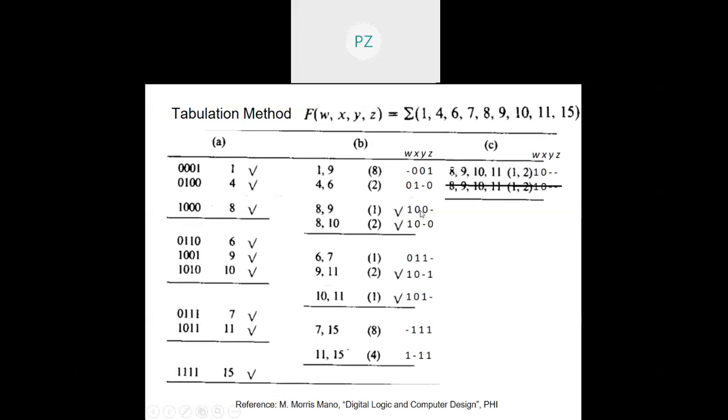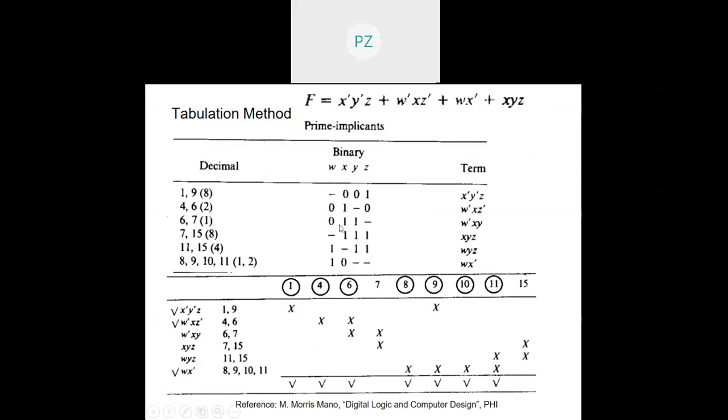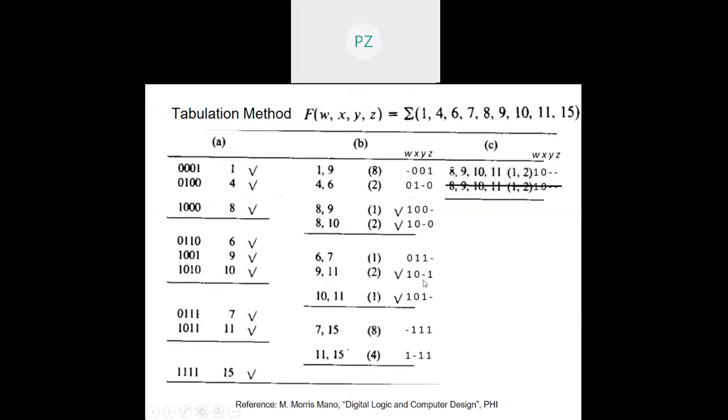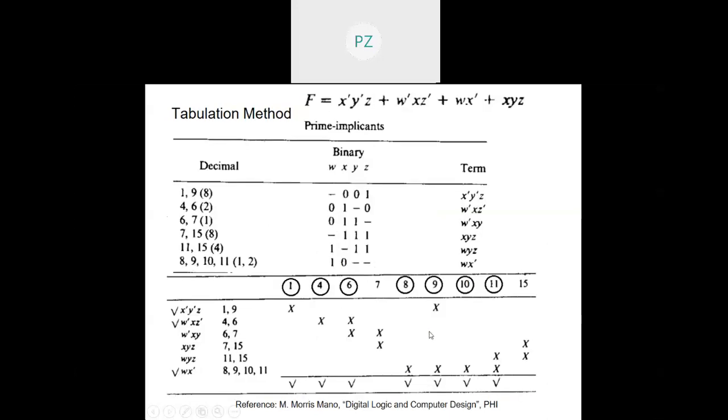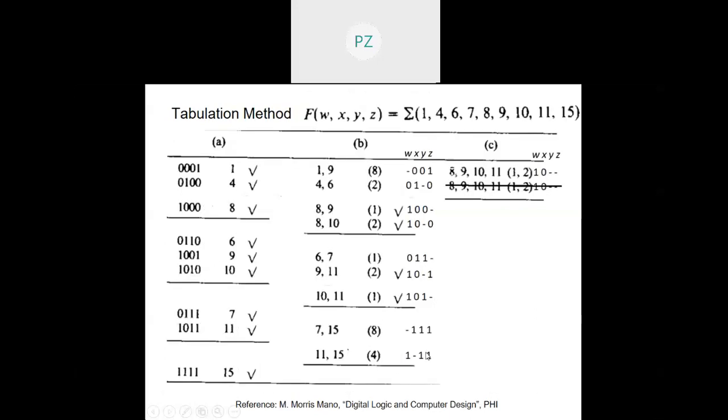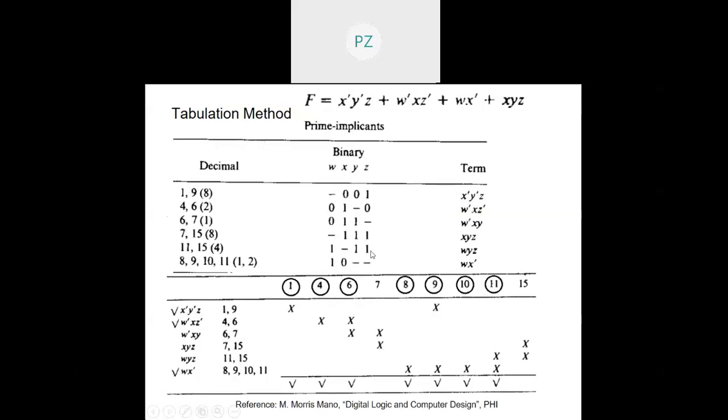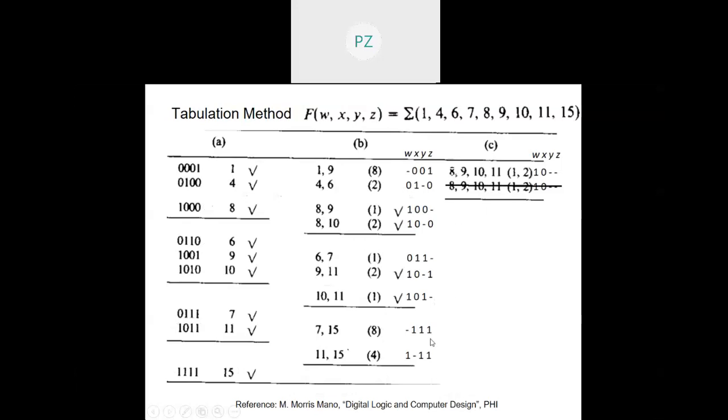right? This has been ticked, this has been ticked, so I'll leave them. I'm not taking them down. 0 1 1 dash, so 0 1 1 dash, right? And then dash 1 1 1. It is not minus, it is dash 1 1 1, right? So dash 1 1 1. And then 1 dash 1 1, so 1 dash 1 1. So all those which have not been ticked have been taken. That is why ticking is so important.